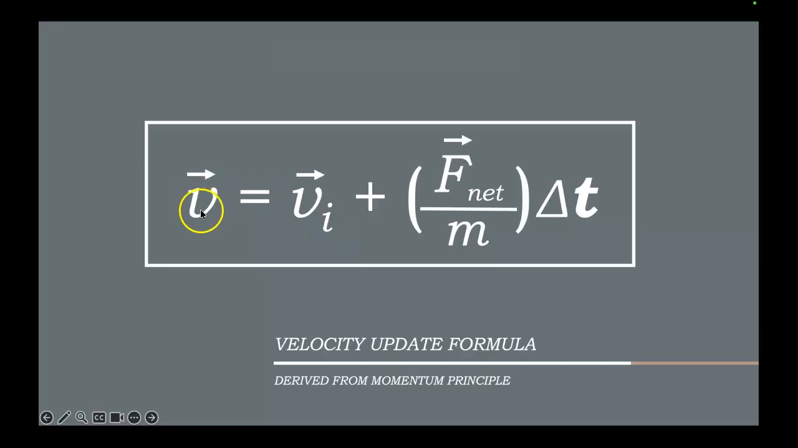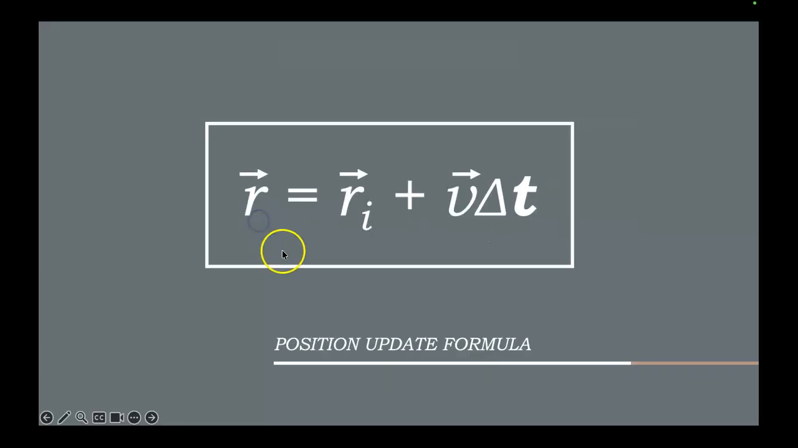Now this is final velocity equals initial velocity plus F net divided by mass times delta t. And in this case, F net equals 0 because our forces are balanced. And so this ends up zeroing out, and we know that V initial is just equal to V final, so our velocity is constant. In addition to this, we have another formula, which is the position update formula, where R final equals R initial plus constant velocity, in this case, times delta t.